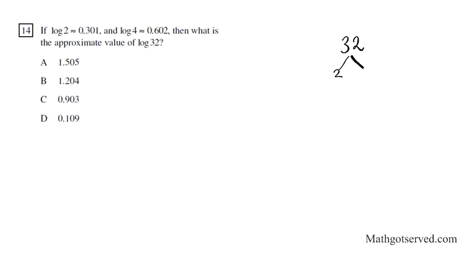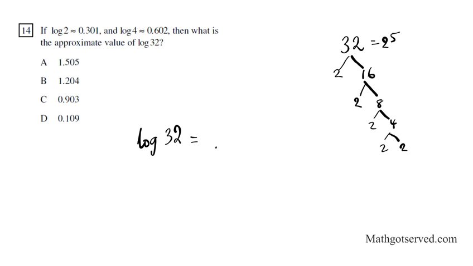2 goes into 32 16 times. 2 goes into 16 8 times. 2 goes into 8 4 times. 2 goes into 4 2 times. 1, 2, 3, 4, 5. So 32 is 2 to the 5th power. So I can express log of 32, and remember, if you do not have a base, the default base is 10. This is a common logarithm. It equals log of 2 to the 5th power.